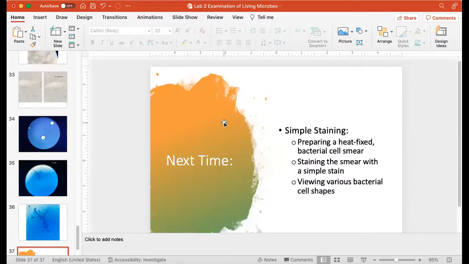Now, the next time we get together for lab, we're going to talk about what's called simple staining. All simple staining is making a microscope slide that has bacteria on it that we apply a simple stain to, one stain. We're going to talk about that on Monday. And then on Wednesday next week, we're going to talk about a different kind of staining called gram staining. So next week in lab will be all about staining. And I'll show you why. I'll show you the benefits that we get when we stain cells, how we can see them just better under the microscope. So that'll be next week.